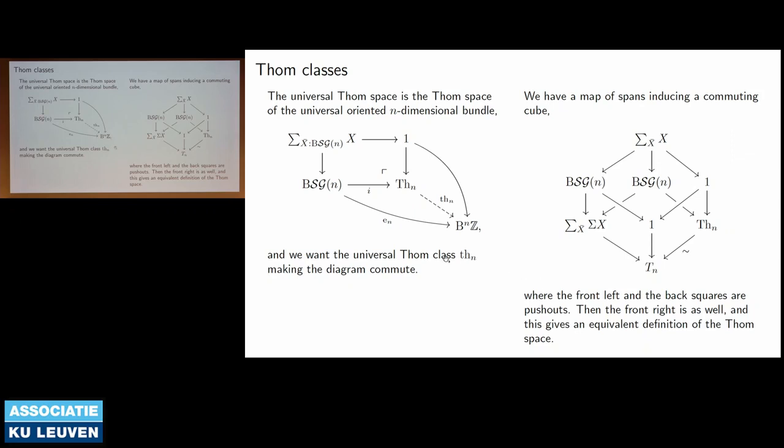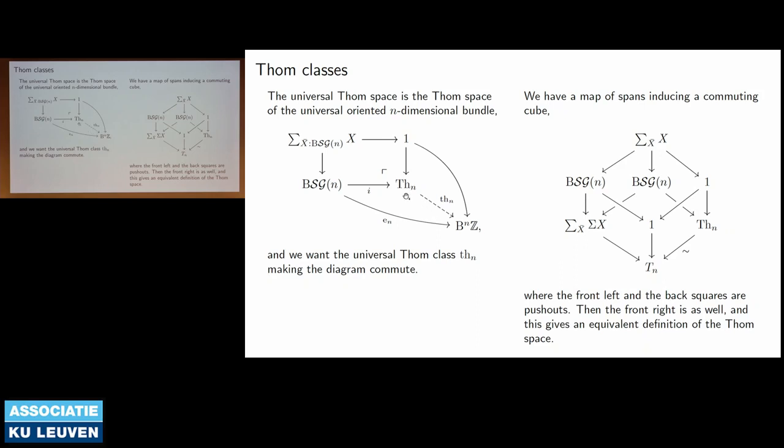So the vertical map on the left is the universal oriented n-1 sphere bundle. And if you take this push-out, that's the universal Thom space. And we want to define a cohomology class in degree n, and we call it the universal Thom class. And there's the zero section from the base into the nth universal Thom space. And we want to show that the Euler class is the restriction along the zero section of the universal Thom class. Okay. This is not so easy to do directly.